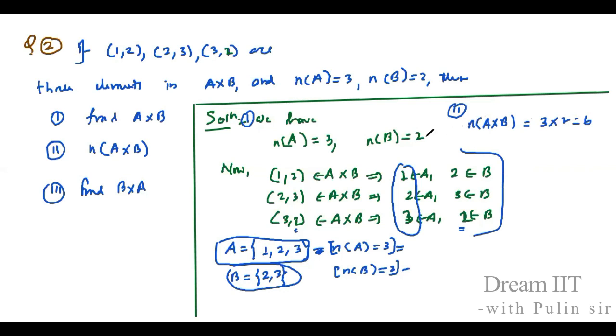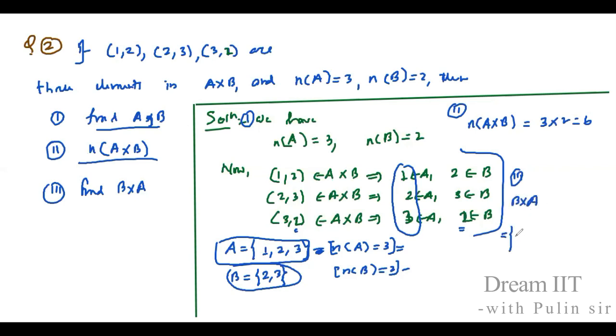Okay, I haven't asked in the question. Find A cross B. I have written it as A comma B. Sorry, not A cross B. Find A and B, and then the number of elements in this, and then find B cross A. Number 3. What is B cross A then?